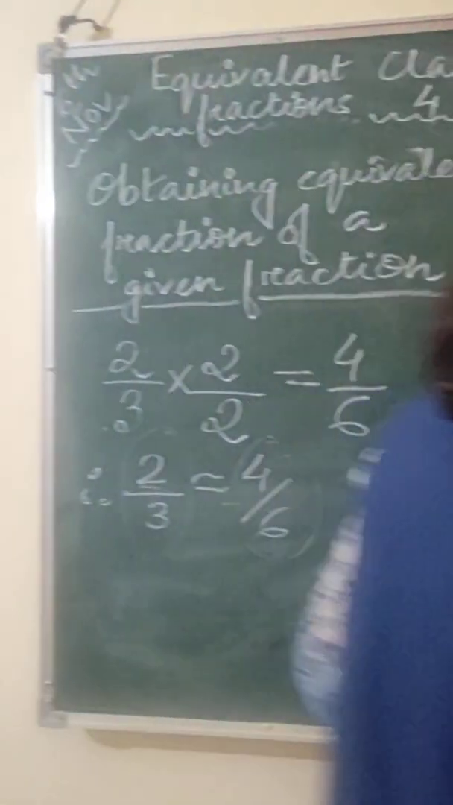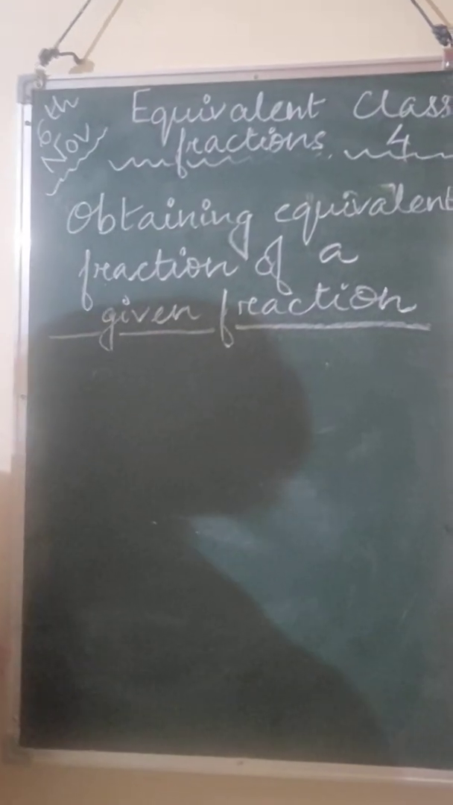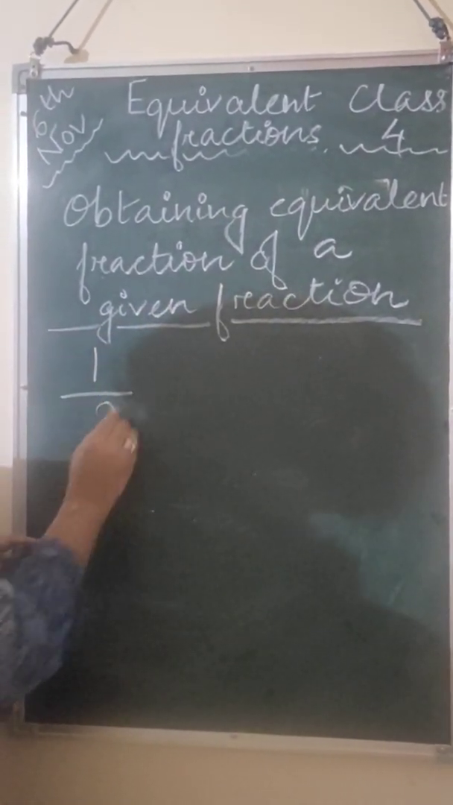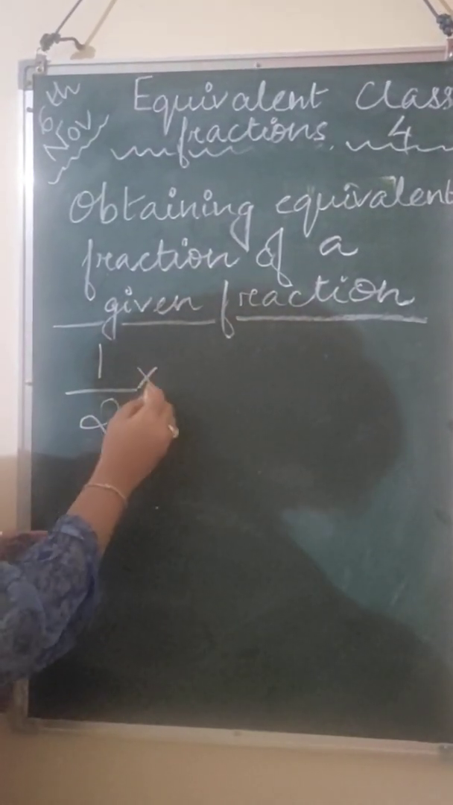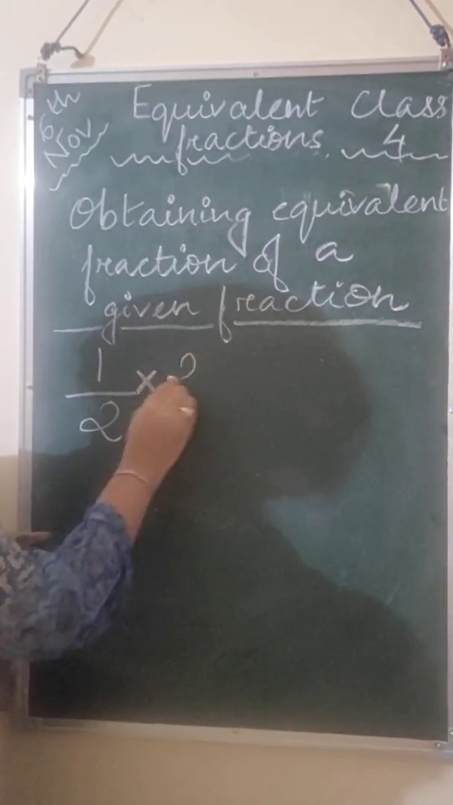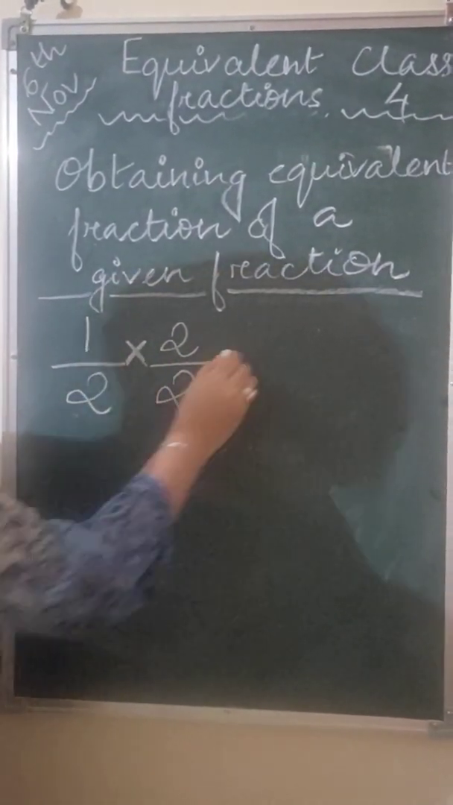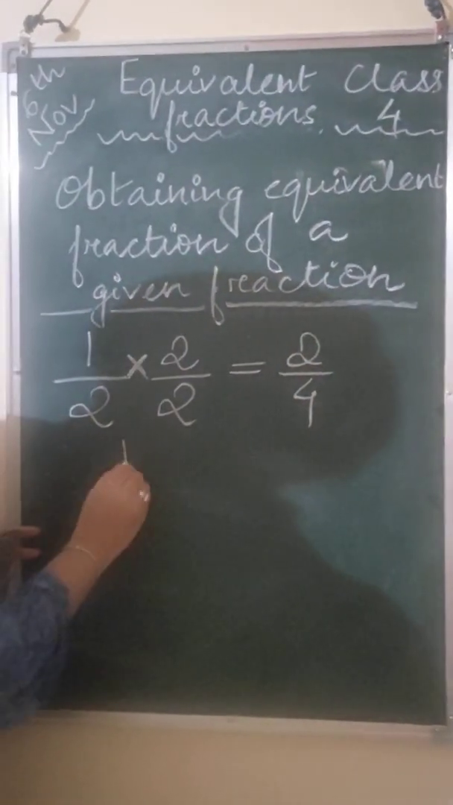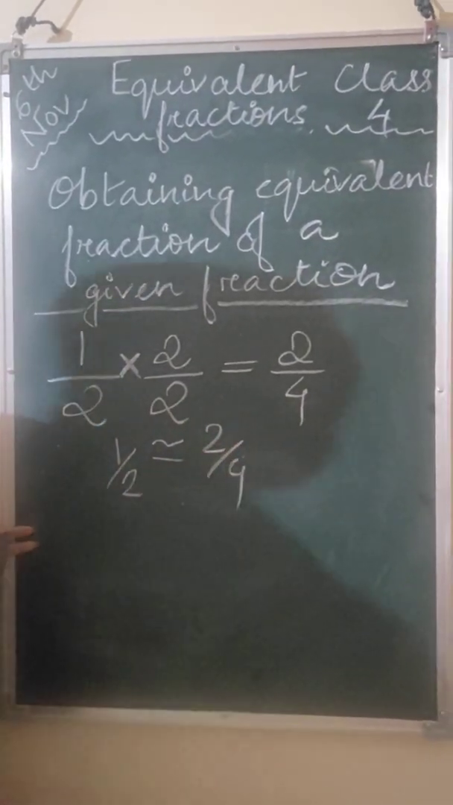Now, I'll give you one more example. Suppose I take 1 by 2. You'll have to find the equivalent fraction of this. That means multiply 1 with, say, 2. Then you'll have to multiply the denominator with 2 as well. So what do you get? 2 by 4. So therefore 1 by 2 is the equivalent fraction of 2 by 4.